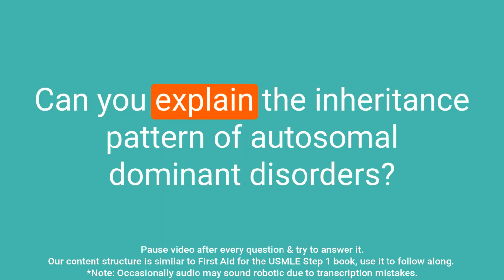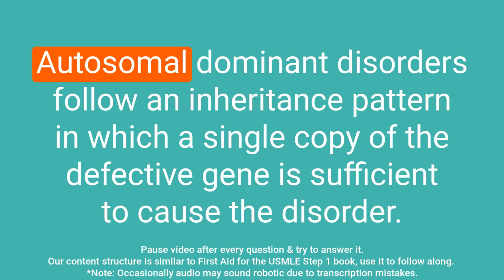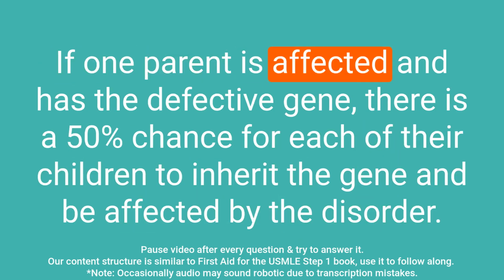Question: Can you explain the inheritance pattern of autosomal dominant disorders? Answer: Autosomal dominant disorders follow an inheritance pattern in which a single copy of the defective gene is sufficient to cause the disorder. If one parent is affected and has the defective gene, there is a 50% chance for each of their children to inherit the gene and be affected by the disorder.